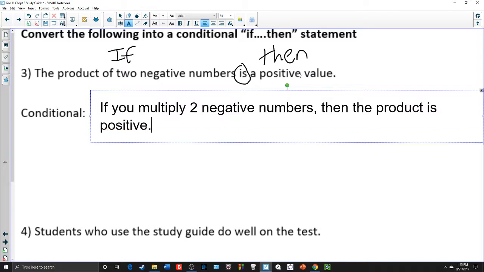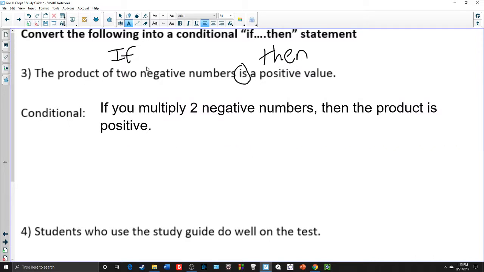So one way is, if you have the word "is", you can use the word "is" to guide your split there. Now there are different versions of this conditional you could draw from this, but this would be the most straightforward one. If you multiply two negative numbers, which is the first part, then your answer is a positive value. Or you can say then the product is positive, then the answer is positive, then the result is positive. All those would work.